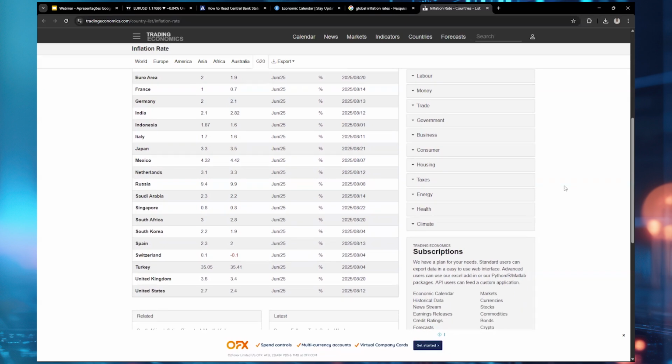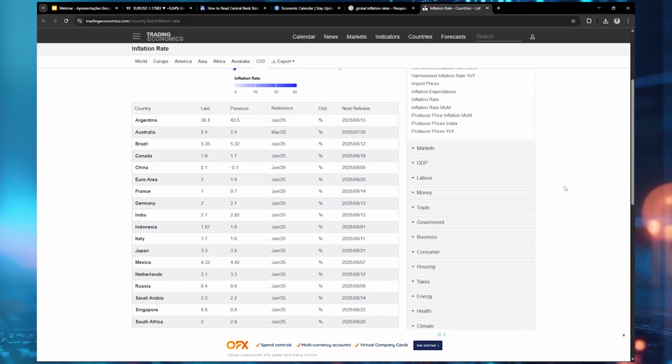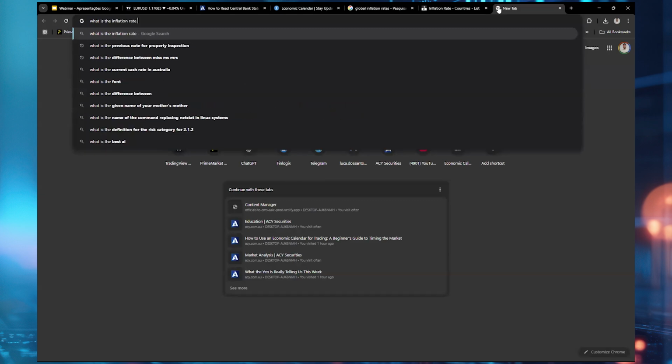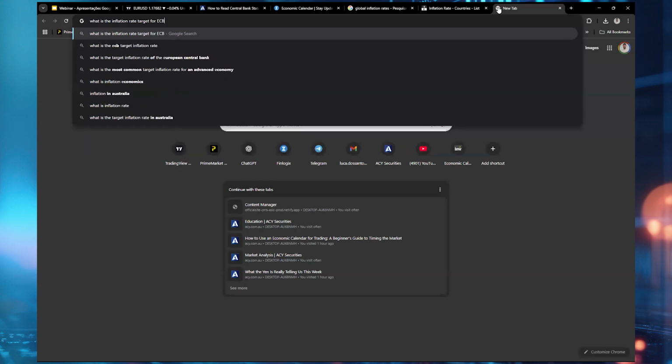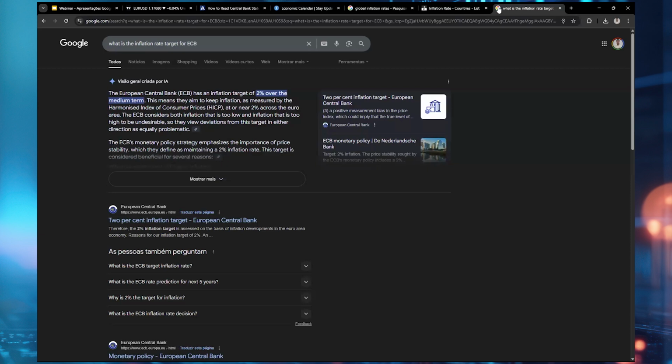And that's it. And Switzerland, of course. So Switzerland, it's like 0.1%. USA 2.7, but we can clearly see that euro area is at 2%. Now, if we do a very simple Google search, what is the inflation rate target for ECB? And we can see that it is at 2%. Okay, so 2% over the medium term. So anywhere around 2%, it's already very good.